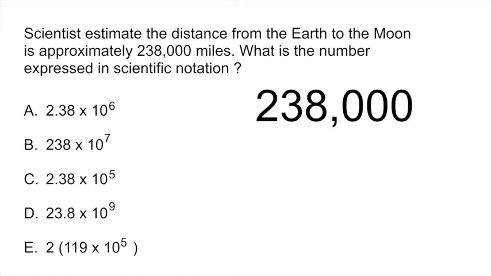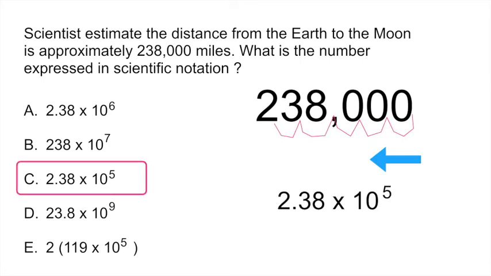Okay, so we have 238,000 miles, and we said that we're going to move our decimal point to the left. So we move it five times. So the answer would be 2.38 times 10 to the fifth power. Again, that exponent is telling you how many times you've moved your decimal point.